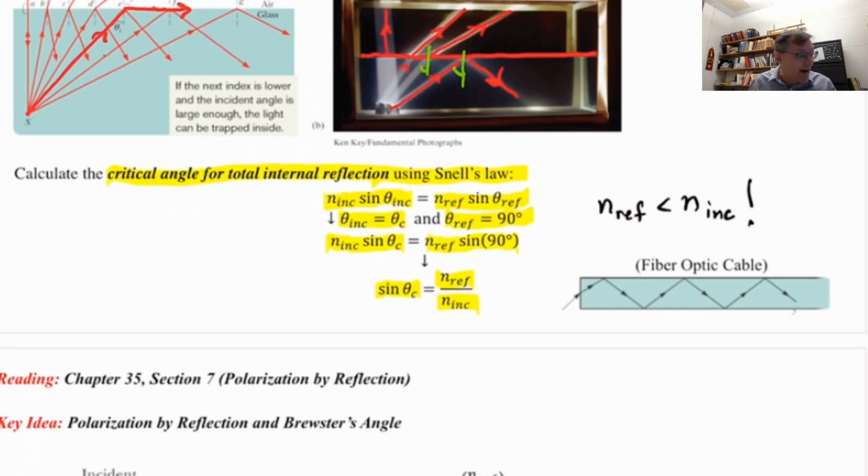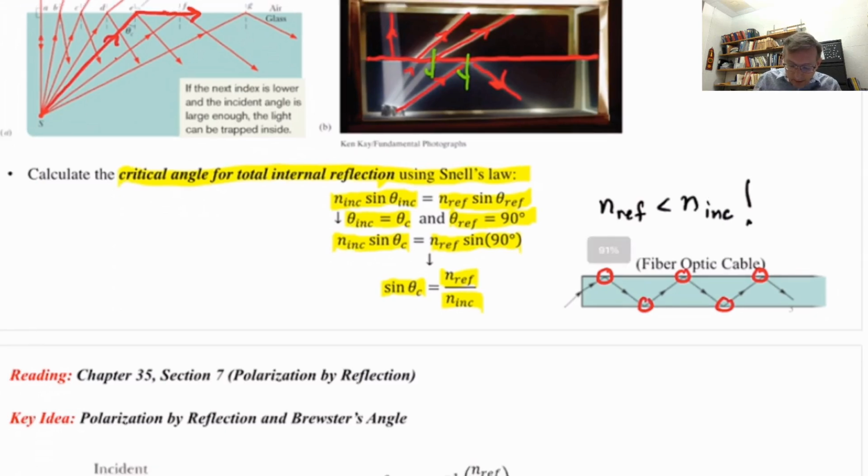And there is a schematic of a fiber optic cable showing light coming in at one end, and then every time it hits a boundary, it hits the boundary at an angle greater than theta critical and is always then reflected back in.